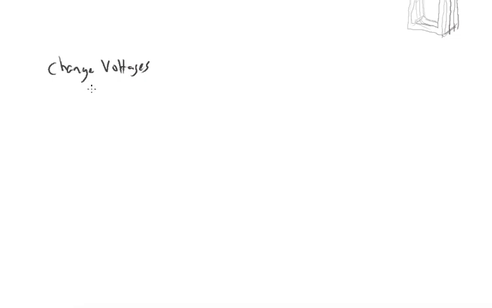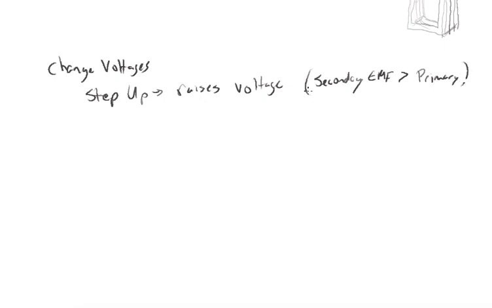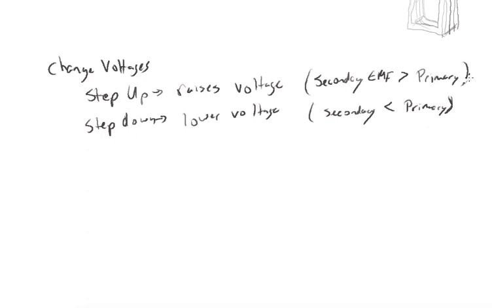And what we can have is a step-up transformer, and this raises voltage. So the secondary EMF is greater than the primary's. Okay, that kind of thing. It steps it up, and then we can have a step down. So that will lower voltage, and again here the secondary this time is going to be less than the primary voltage. Okay, we can either step it up or reduce it, so we can change voltage with these things.